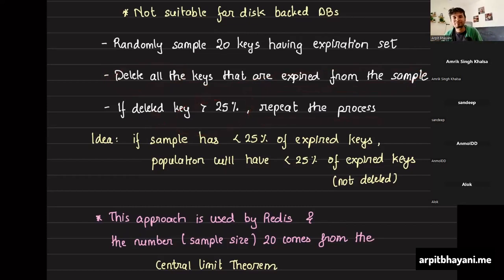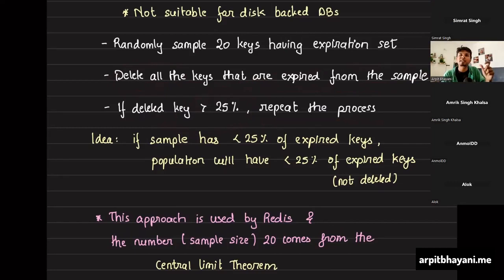So it's only doing it on the sample, not on the database, because doing it on the database is a huge operation. At a given stage, there might be millions of keys that are expired but not deleted. Here it's doing just small operations very quickly. What it is trading off is that there might be some keys in the population that are expired but not deleted, but it's okay. There would not be more than 25% of that, because the sample represents the population.